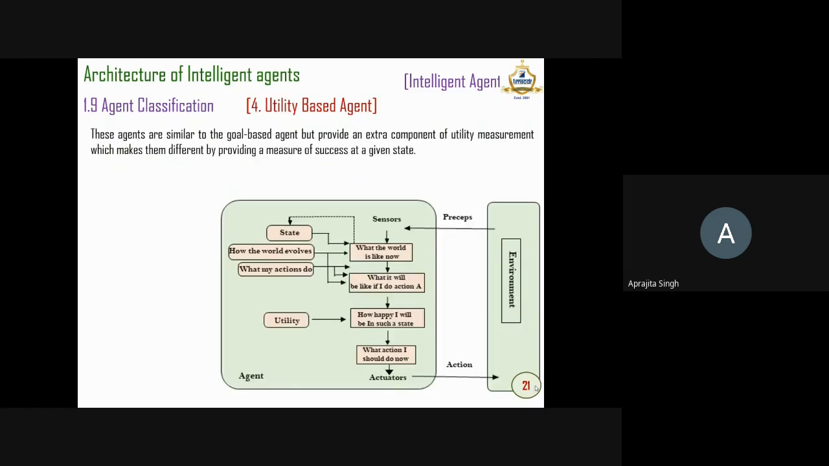You have a utility-based agent. These agents are similar to goal-based agent, but provide an extra component of utility measurement, which turns them different by providing a measure of success at a given state. Utility-based agents are only useful when there are multiple possible alternatives, and an agent has to choose in order to perform the best action.